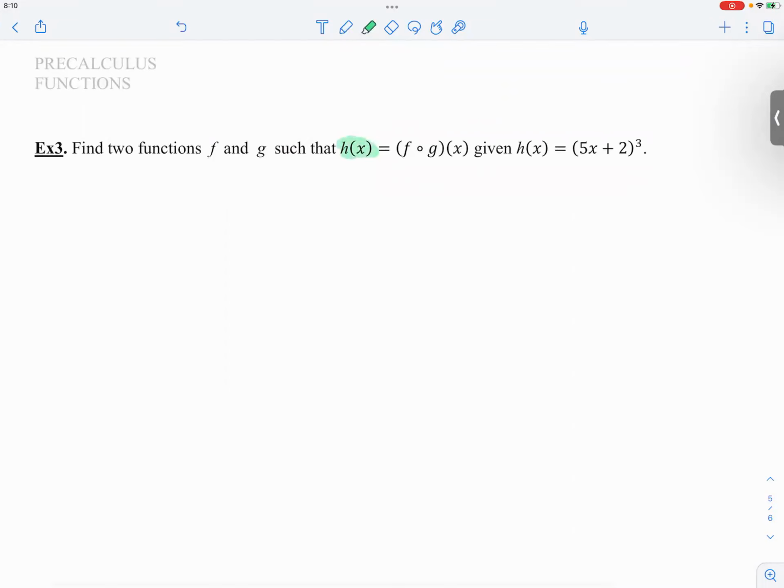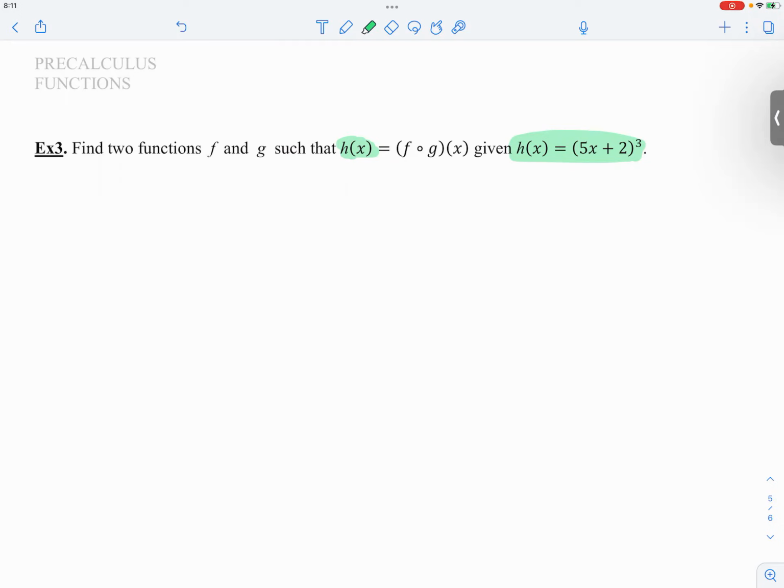H of x right here is actually a composed function. It's composed of two separate functions. Remember I said parentheses are your good friends? Can you see the inside layer and the outside layer in this case?